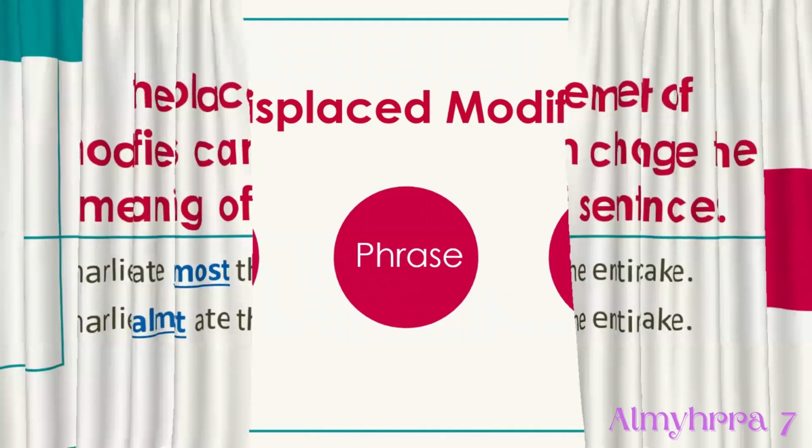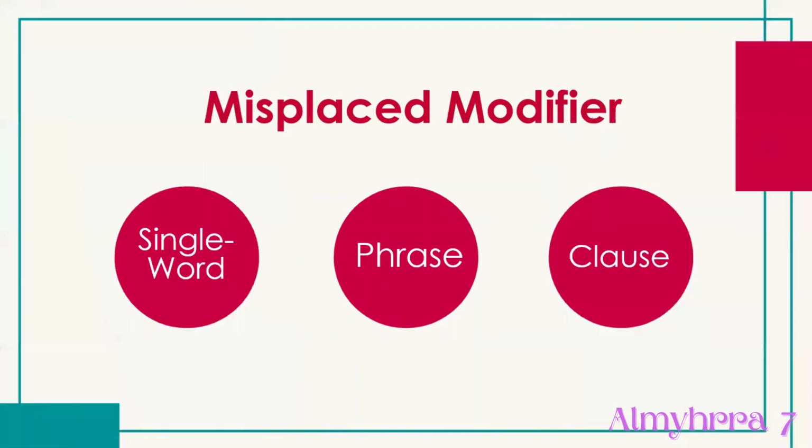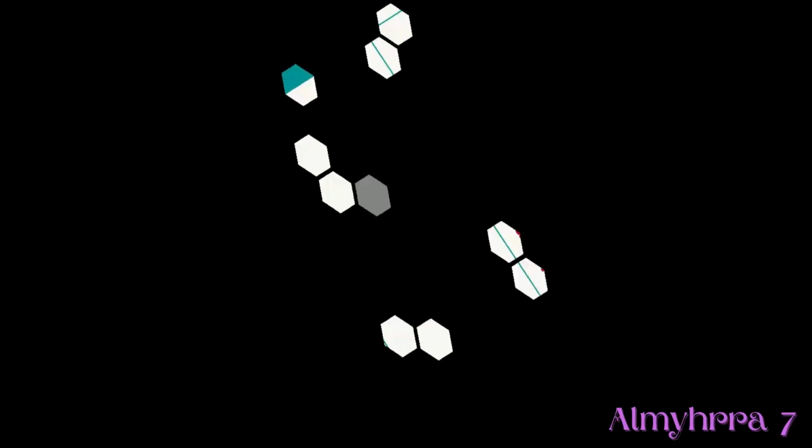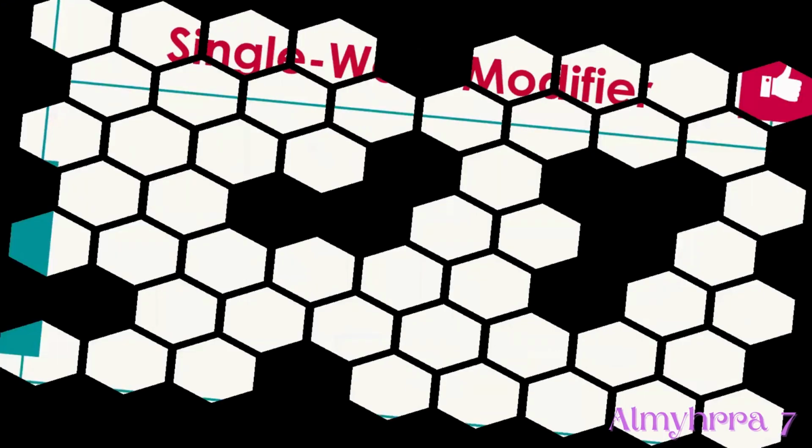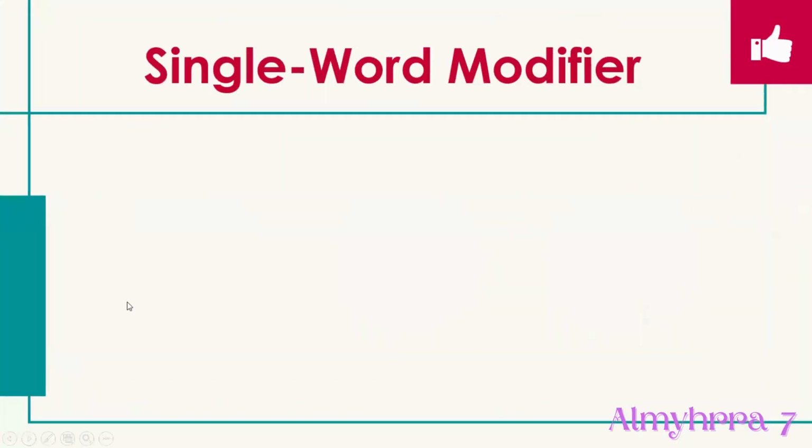Now, when we say misplaced modifiers, it can refer to single word modifier, phrase modifier, or clause modifier. Now, let us identify the word modifier.